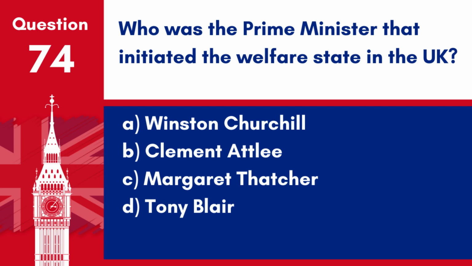Question 74. Who was the Prime Minister that initiated the welfare state in the UK? A. Winston Churchill. B. Clement Attlee. C. Margaret Thatcher. D. Tony Blair. Answer: B. Clement Attlee. Clement Attlee, the Prime Minister from 1945 to 1951, is credited with laying the foundations of the modern British welfare state, including the establishment of the NHS.